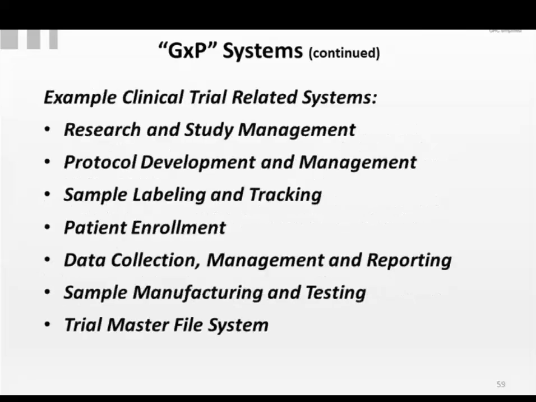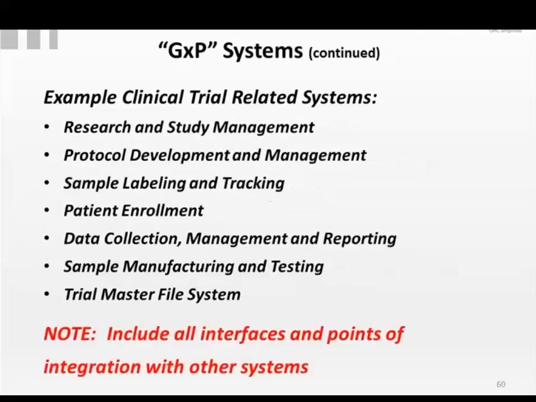And these are some samples of the types of systems you might find related to a clinical trial. There might be research and study management, protocol development and management, sample labeling and tracking, patient enrollment, data collection, management, and reporting for clinical trial data, sample manufacturing and testing, and your trial master file system itself. Again, these could be paper systems or electronic or a combination.